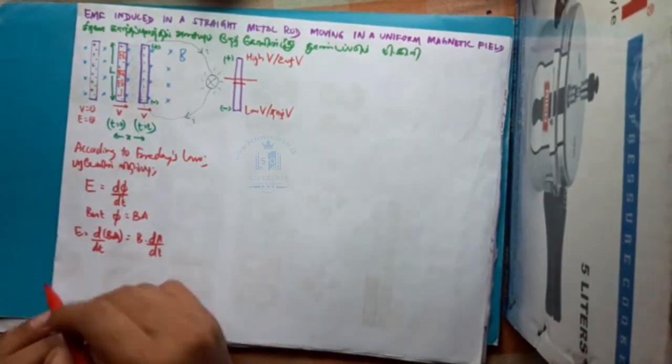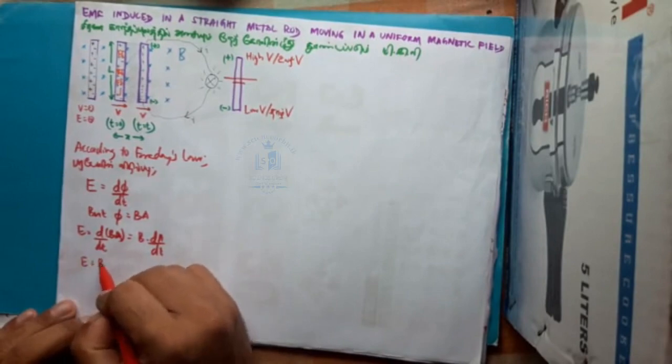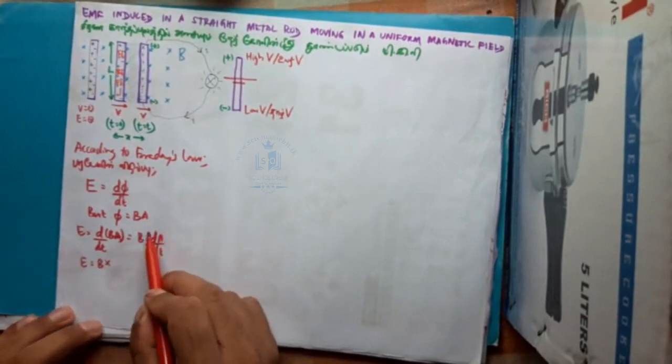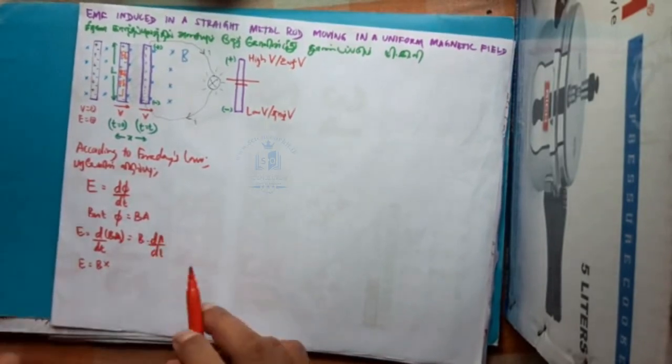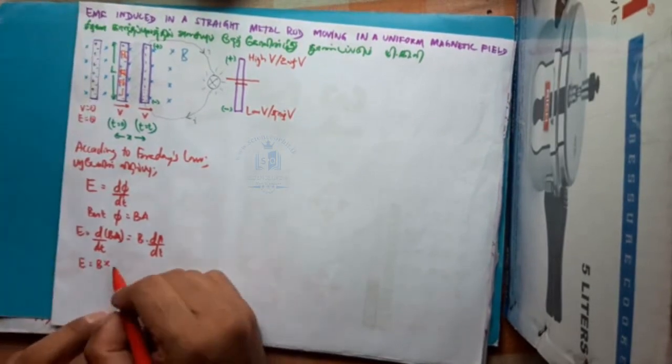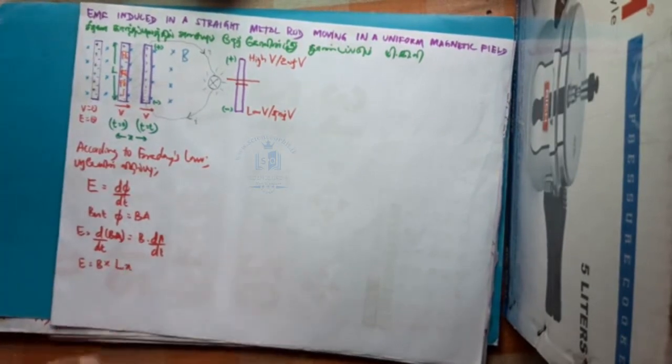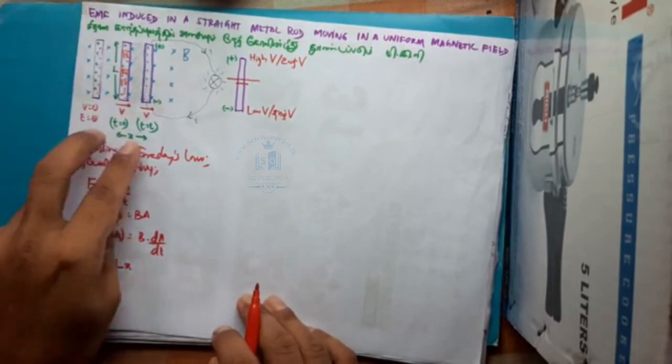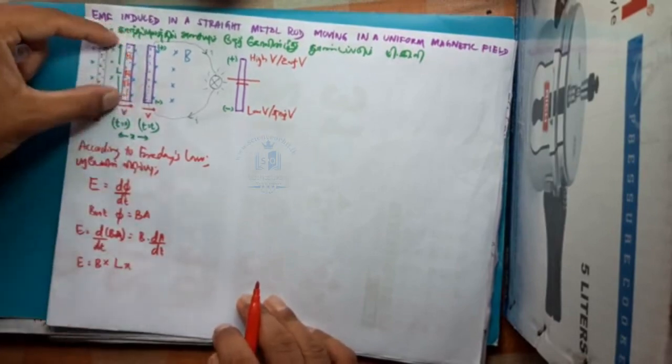Right. So E is equal to B into what is dA, the change in area. In this case the change in area is Lx. That's the change in area, L into x, this distance x, L, the area of the rectangle.